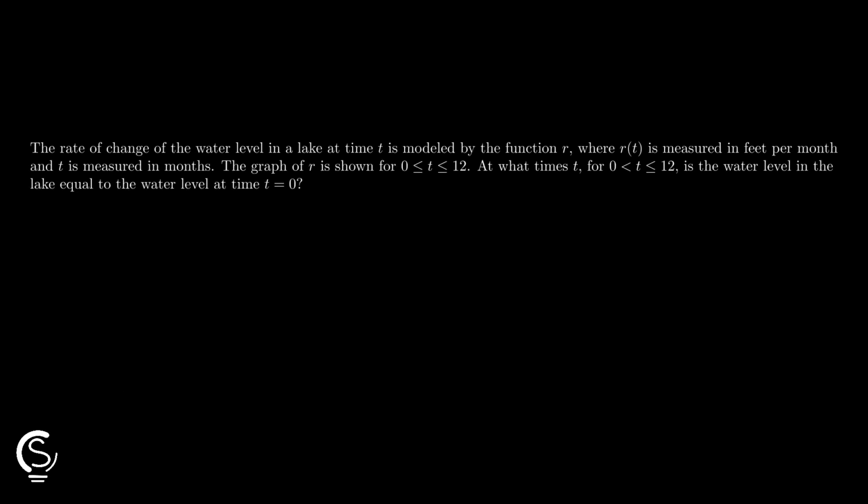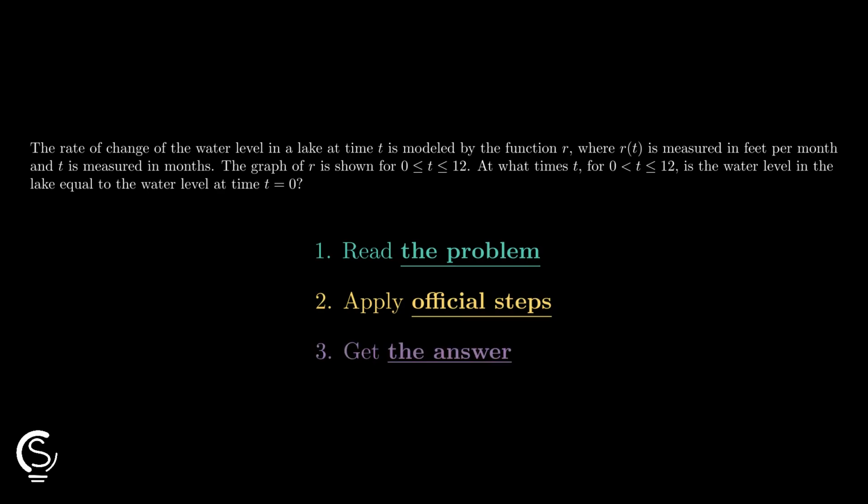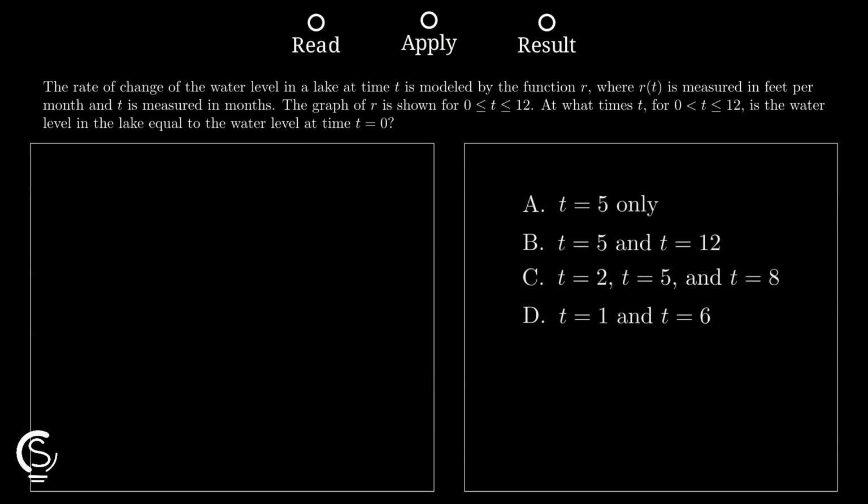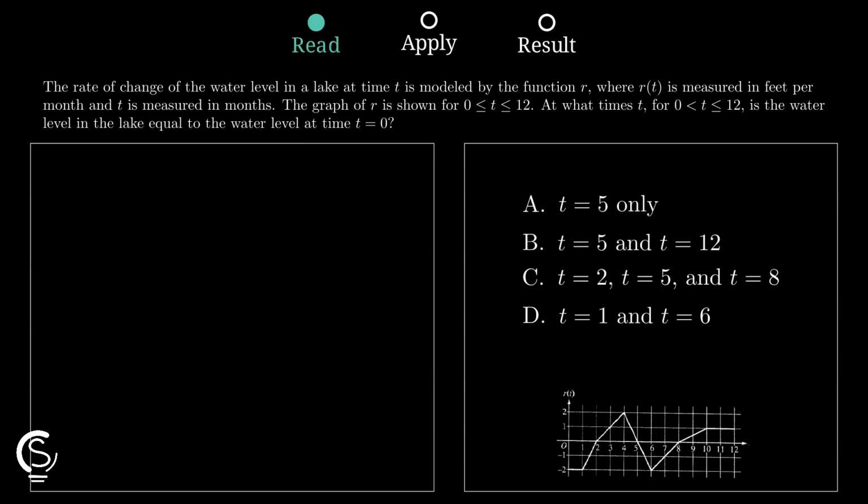Water level problems involve net change. We must find when the total accumulated area under the rate graph equals 0. The water level is the integral of the rate function. To find when the level returns to its starting value, we look for times where the net signed area is 0.